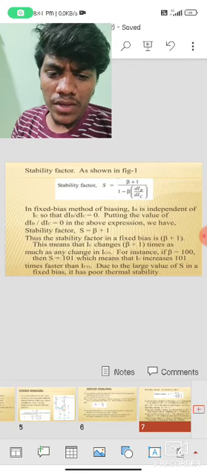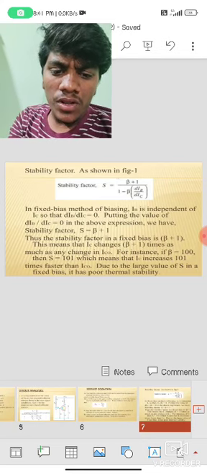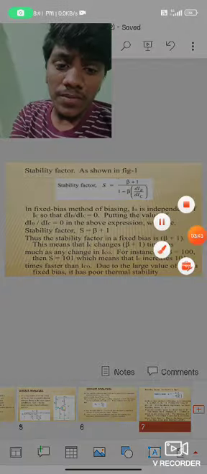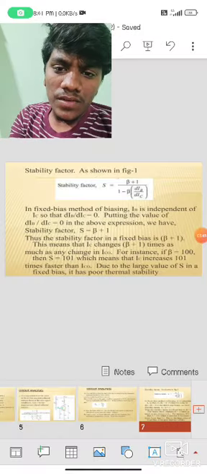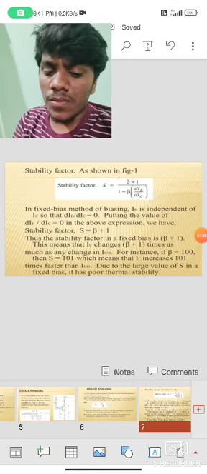If beta equals 100, then S equals 101. Due to the large value of S in a fixed bias, it has poor thermal stability.